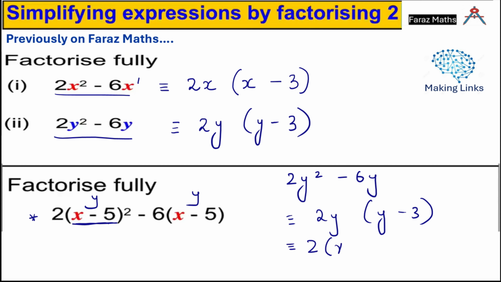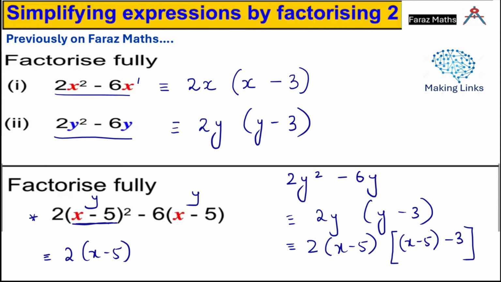So we can write 2 bracket x minus 5. And then we have to make a square bracket, and in the place of y we can substitute x minus 5 and then minus 3. Close the bracket. So the last step would become 2 bracket x minus 5, and then in the square bracket it would be like x minus 5 minus 3. So our final answer would become 2 bracket x minus 5 and then x minus 8.